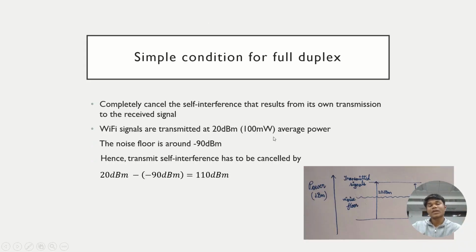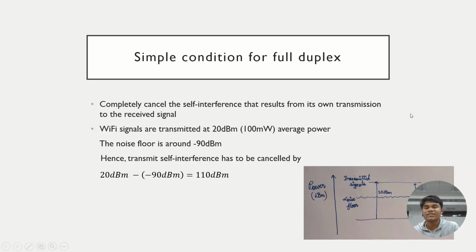Moving on, what is the simple condition required for full duplex? It's quite simple, in the way that I have motivated it. Completely cancel the self interference that results from its own transmission to the received signal. Just cancel the self interference and you are able to receive the signal.